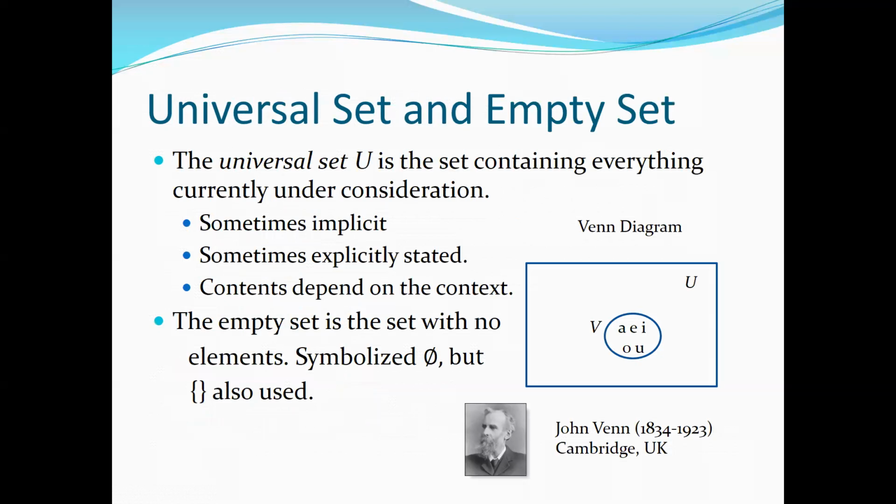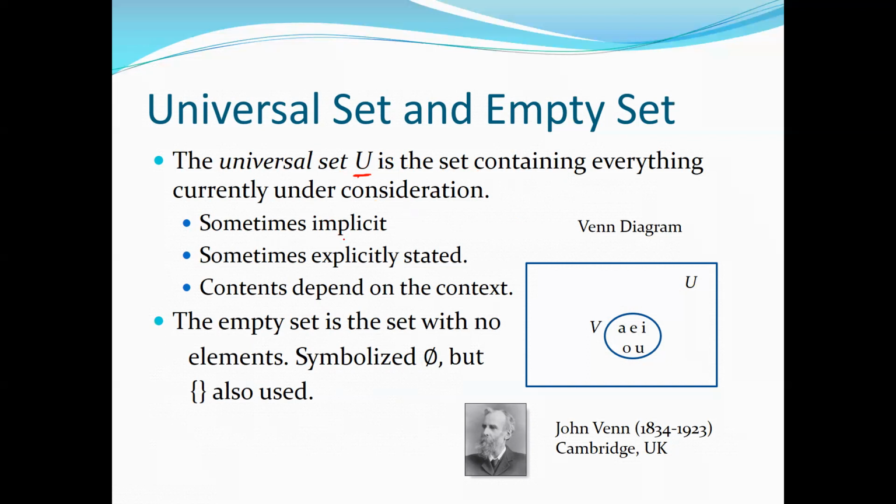universal set and empty set. What is the universal set? The universal set that is represented with capital U is the set containing everything currently under consideration. For example, set of students, set of patients, set of chairs. All things that are considered, set of flowers, right? There are several types of flowers, but when I say set of flowers, that includes all the types of flowers as well. So U is the set containing everything currently under consideration, right?